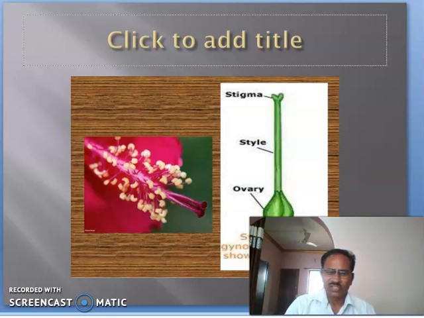This is the structure of gynoecium. Gynoecium consists of ovary, style and stigma.